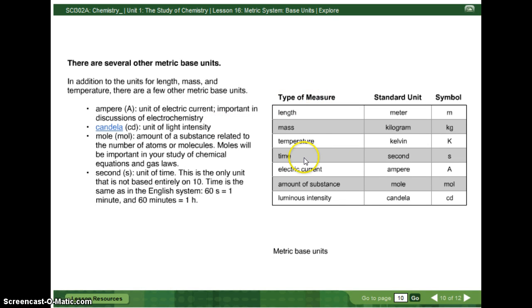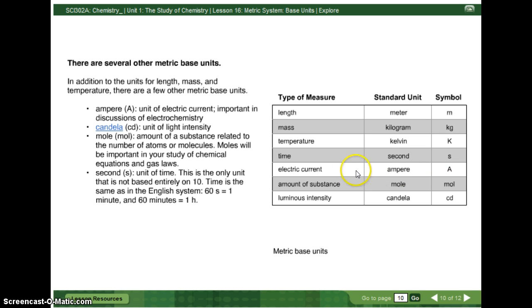Type of measurement. You need to know length is measured in meters, abbreviated m. Mass is measured in kilograms, abbreviated kg, or it can be grams, abbreviated g. Temperature is in Kelvin, abbreviated capital K. Time is in seconds.